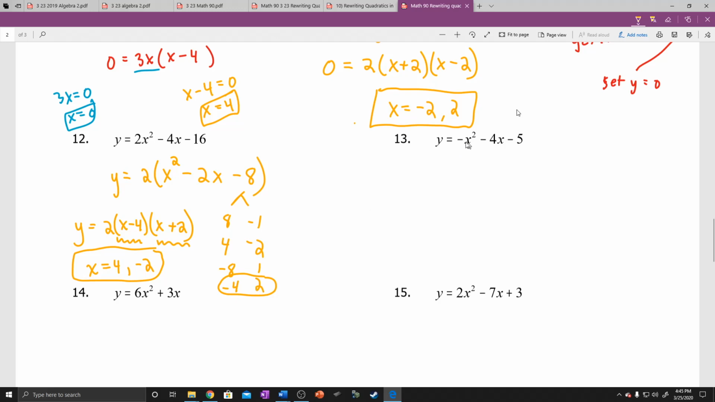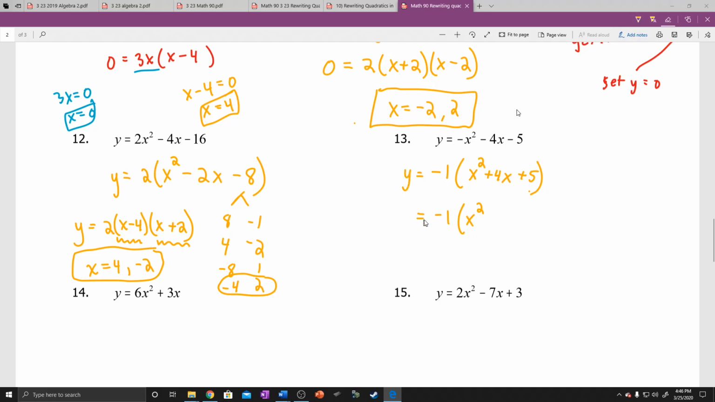Alright, let's try another one. Is my a value 1? No. So try and factor it out. It's actually negative 1 here. So y is equal to negative 1 times, if I factor out a negative 1, I'm going to change the sign of everything: x squared plus 4x plus 5. Well, do I have two numbers that multiply to 5 and add up to 4? I'll let you think about that for a minute.